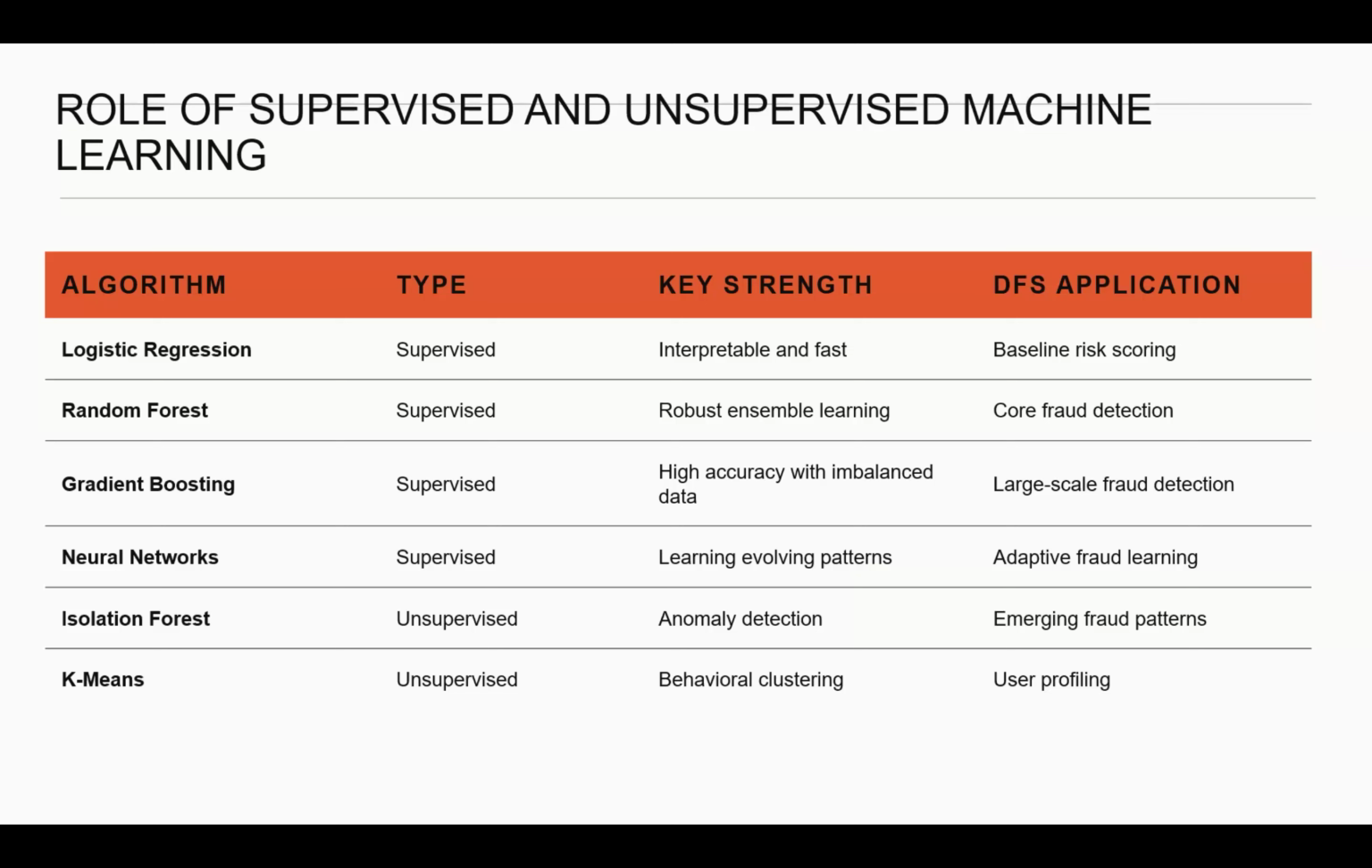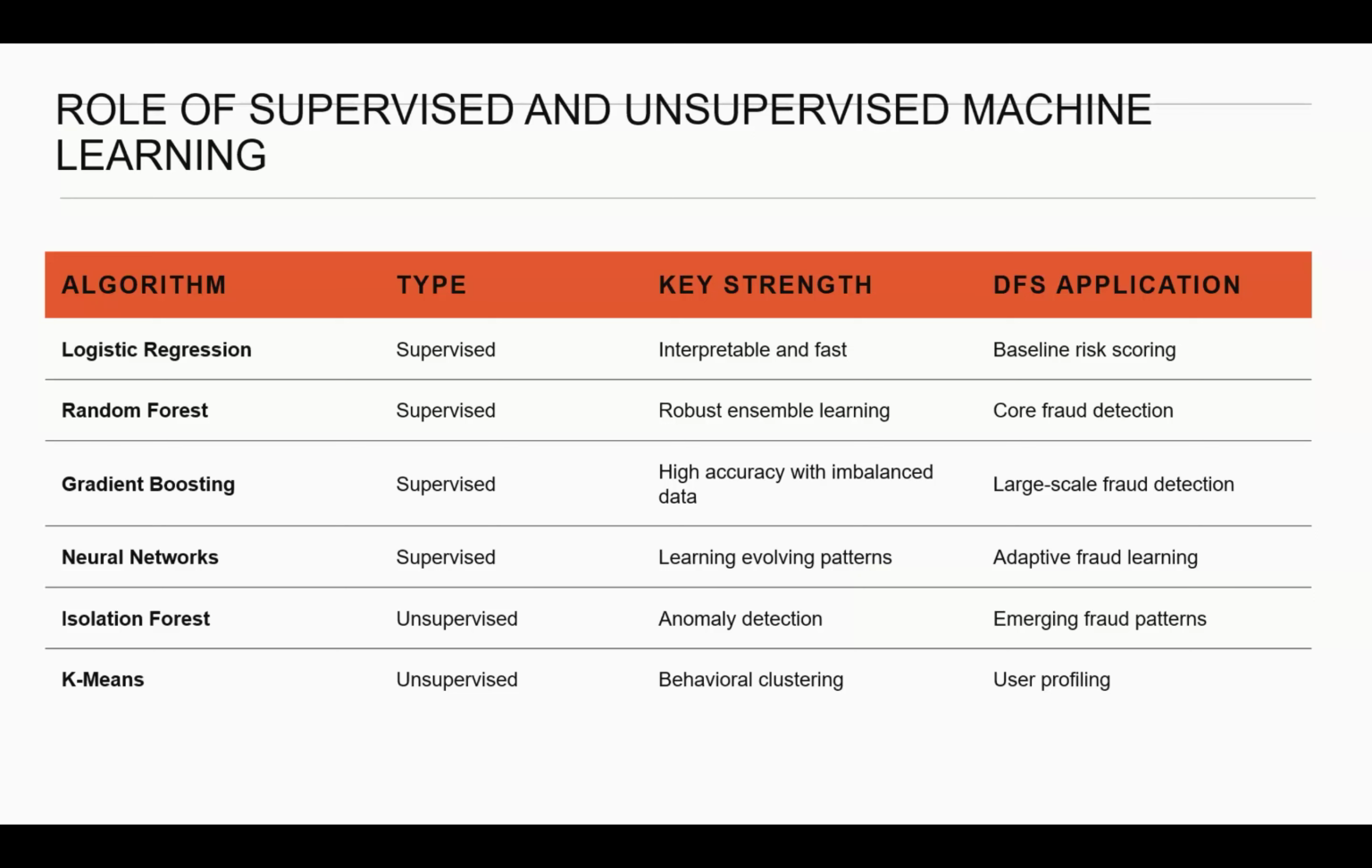Another supervised learning algorithm is neural networks. Its strength is that it keeps on learning and evolving. When it sees new patterns, it keeps adapting itself to them, so in digital financial services it can adapt to evolving fraud. There's isolation forest, an unsupervised learning algorithm. Its strength is that it can detect anomalies, and it can also be used for emerging fraud patterns.